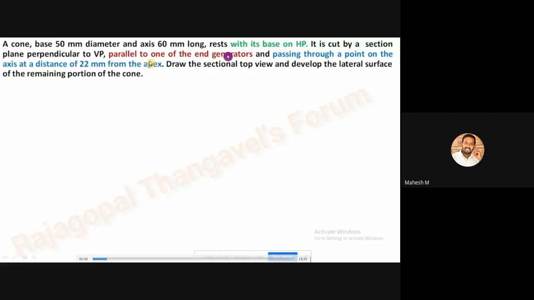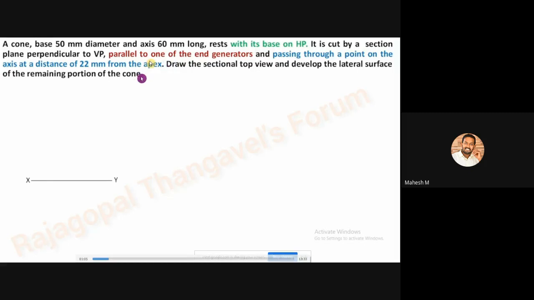Parallel to one of the end generators, passing through a point on the axis at a distance of 22 mm from the apex. So we have to draw the sectional top view and the development of lateral surface of the remaining portion of the cone.